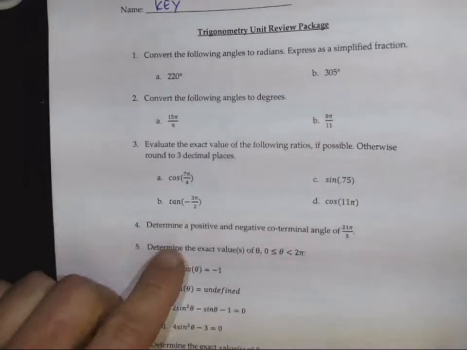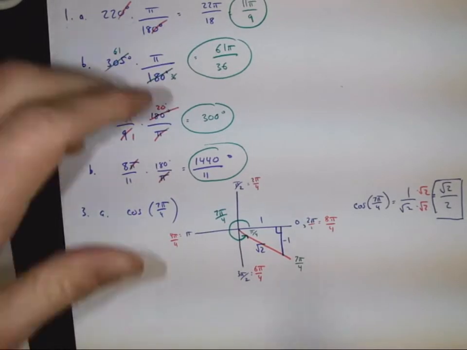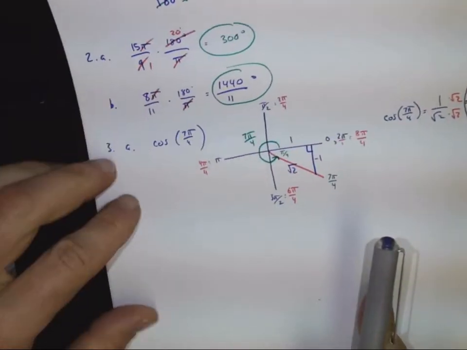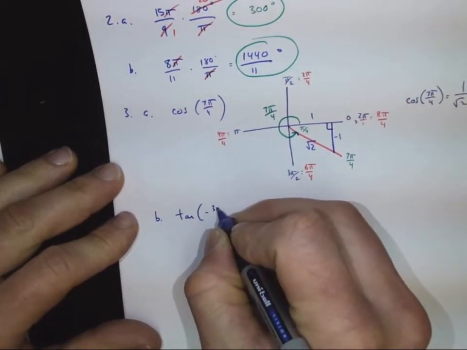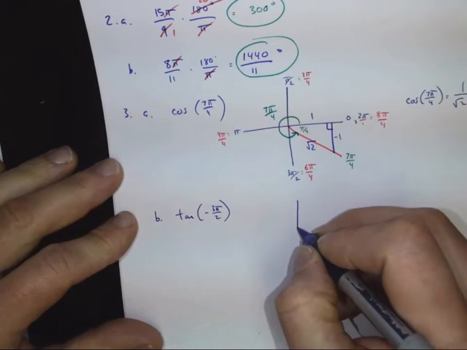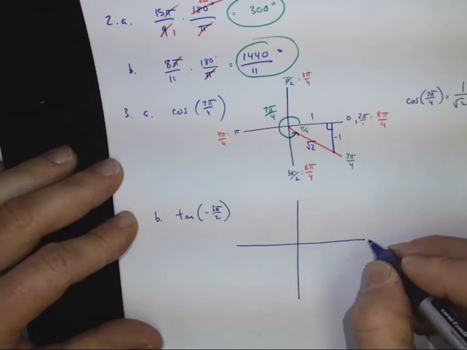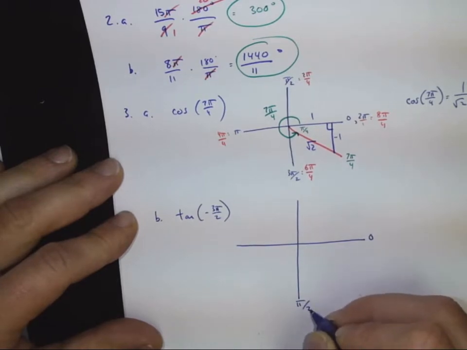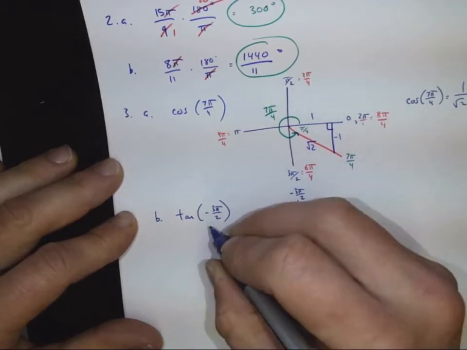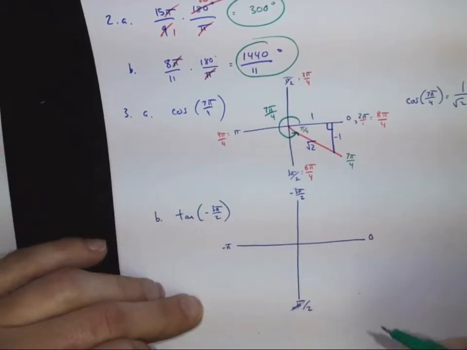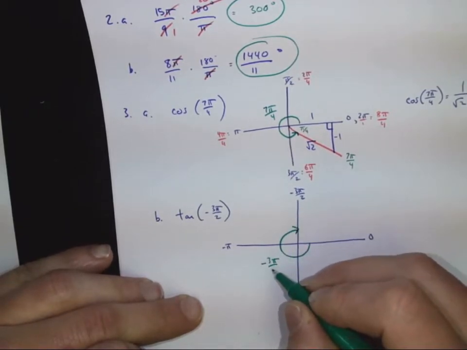Next we have question B, which gives us the tan of negative 3 pi by 2. So 3b, the tan of negative 3 pi by 2. The first thing we want to do is graph it. If we graph negative angles, they graph in the negative direction. So we'll label up our axis here: negative pi by 2, negative pi, and negative 3 pi by 2. And there's our angle. It just terminates on the axis.